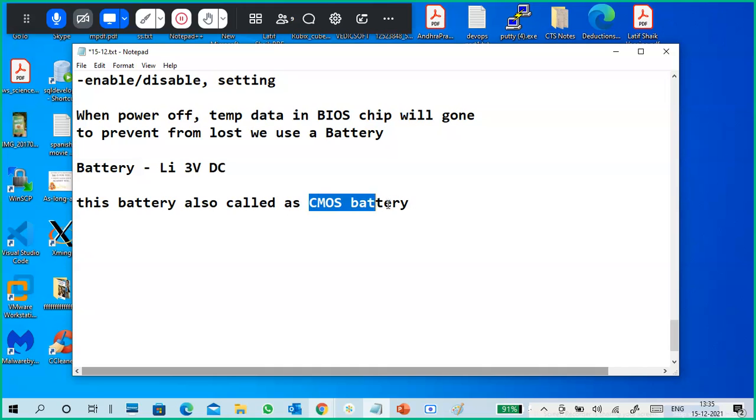Why do we call this battery a CMOS battery? It's a lithium battery. It does not use CMOS technology. We just call it a CMOS battery because it supports the voltage or power level for CMOS chips. Okay, that's why we call that one a CMOS battery.